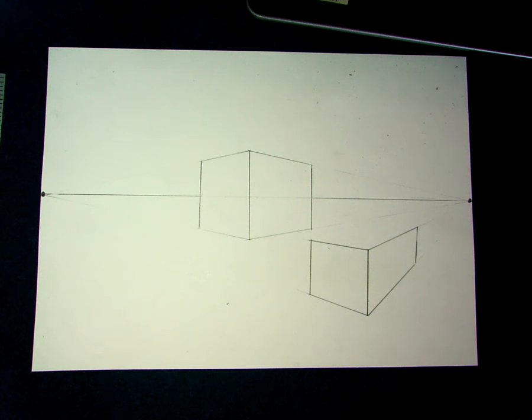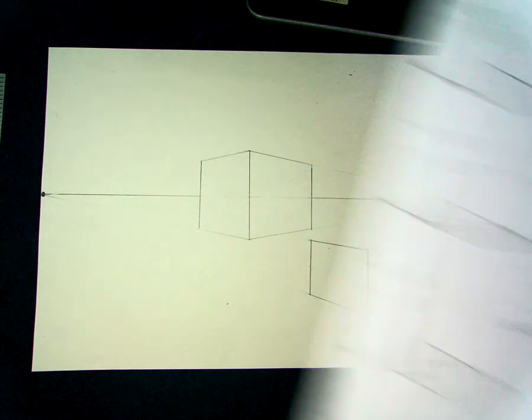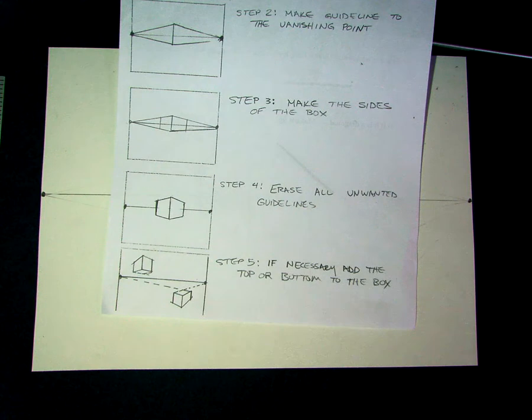Steps 1 through 4, and the box looks finished. But this one looks weird, doesn't it? Because it's entirely below the horizon line, we would see the top. So we have to put the top in. So on the worksheet that I made, there are 5 steps, but you don't always use all 5. You only use the 5th step if you need to create the top or bottom. So step number 5 is, if necessary, add the top or the bottom of the box.